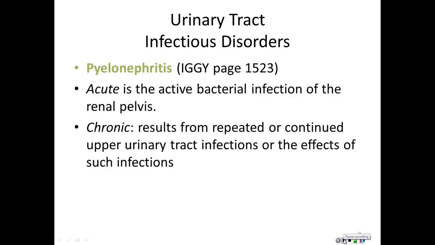As we look at the urinary tract infectious disorders, pyelonephritis is one that we really are more concerned about. Pyelonephritis is a bacterial infection of the kidney and the renal pelvis. And this bacterial infection, if it becomes chronic and repeated, can lead to end-stage or chronic changes in the kidney and loss of kidney function. Acute is the active bacterial infection of the renal pelvis, where chronic is described from the results of repeated or continual upper urinary tract infections or the effects of such infections.